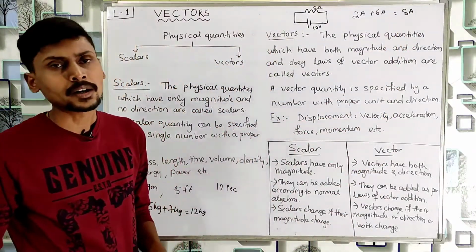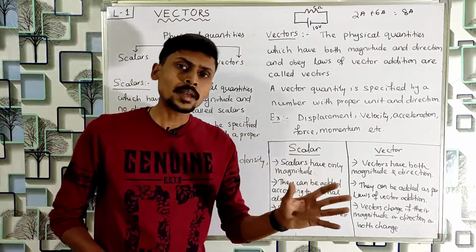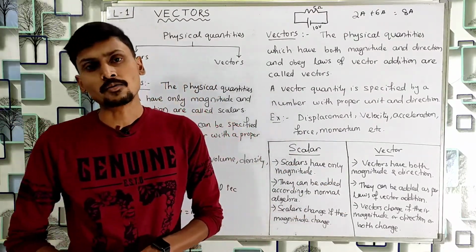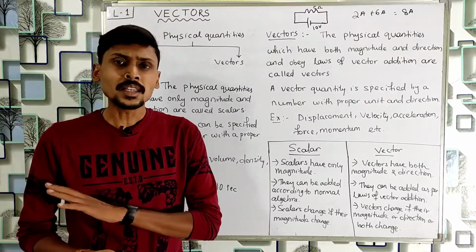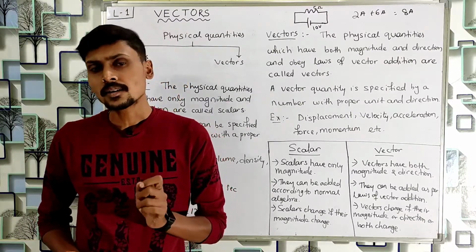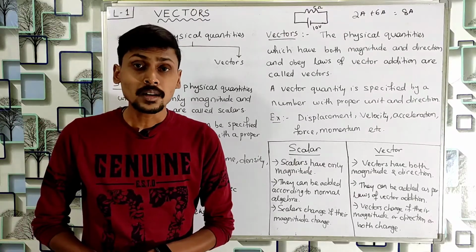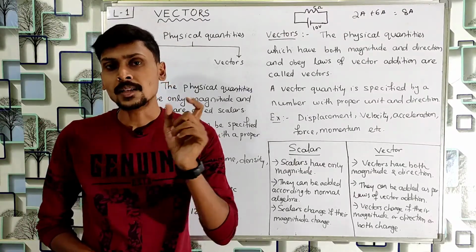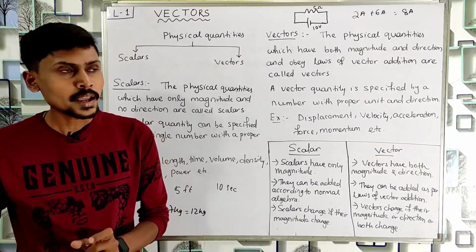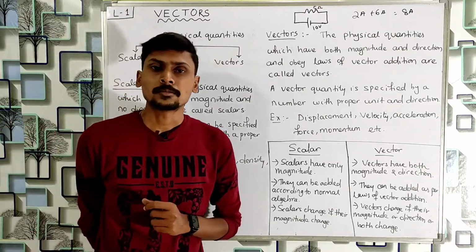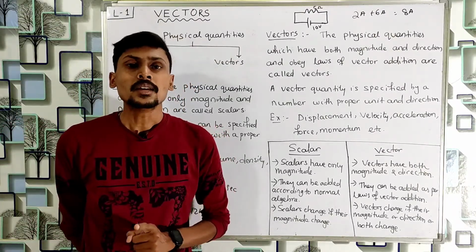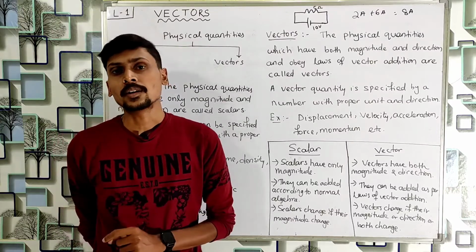ता माने आमे करंट को नॉर्मल अलजेब्रा रूल रे आमे ताको ऐड करूचे. We are not using any kind of vector algebra to add currents, but electric current has magnitude and direction, but it does not obey vector algebra or the laws of vector addition, and that's why electric current is not a vector quantity.